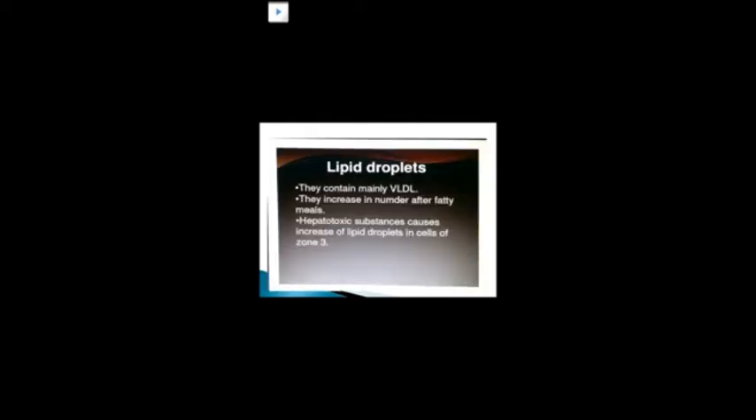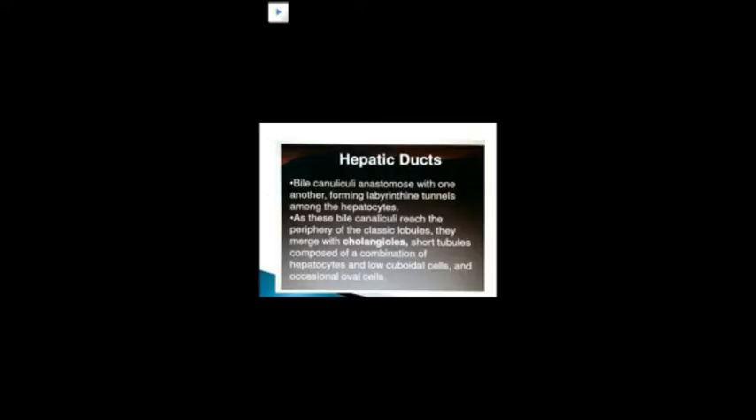Lipid droplets, they contain mainly VLDL. They increase in number after fatty meals. Hepatotoxic substances cause an increase of lipid droplets in the cells of zone 3.